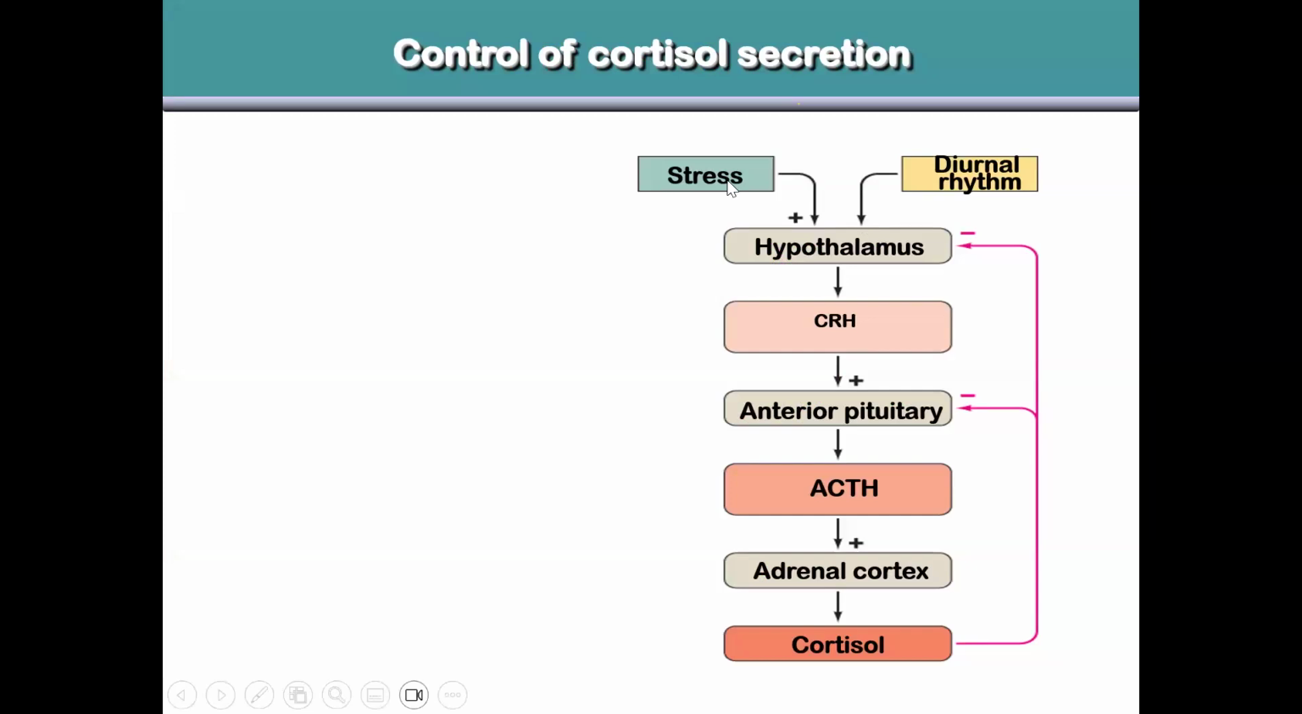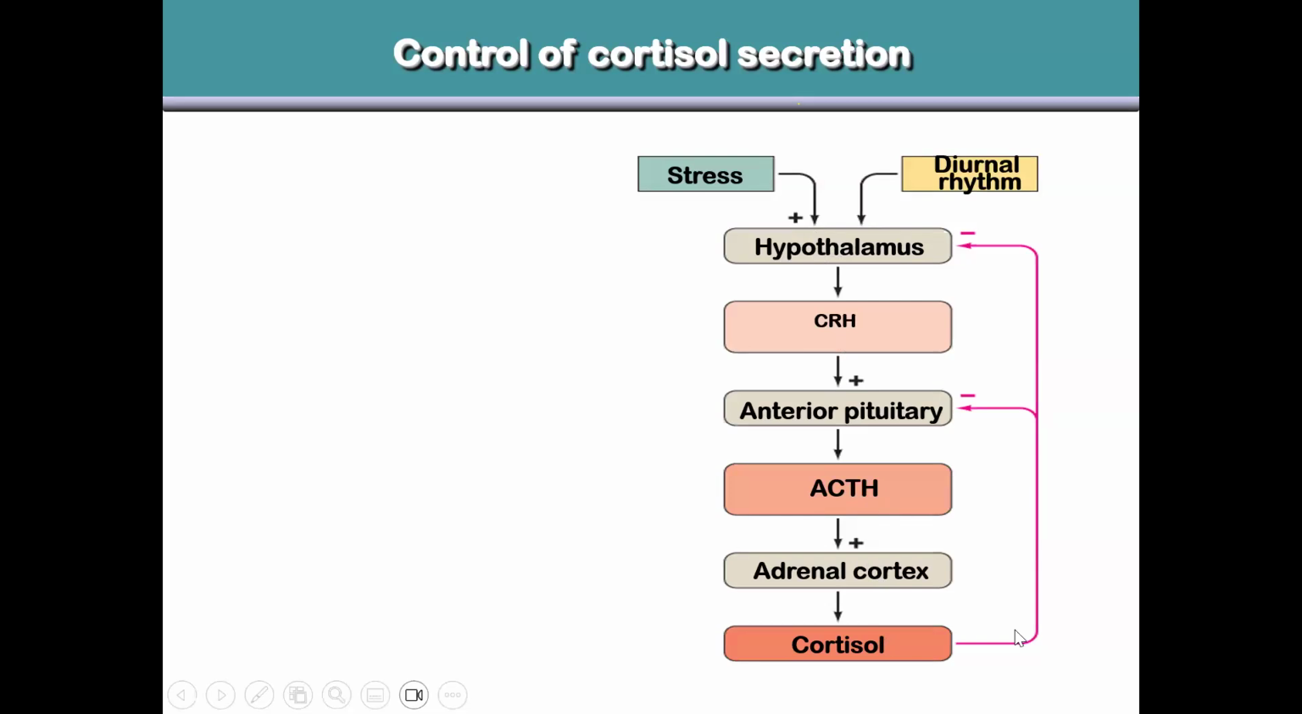Whenever you are exposed to any type of stress, it will stimulate the hypothalamus. The plus sign means stimulation. So when the hypothalamus is stimulated by stress, it will release a hormone which is CRH, corticotropin releasing hormone. This will stimulate the anterior pituitary to release ACTH, adrenocorticotropic hormone, which will stimulate the adrenal cortex to release cortisol.